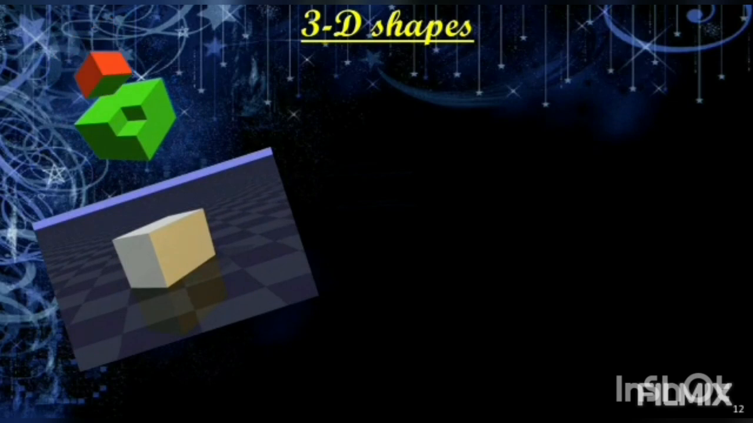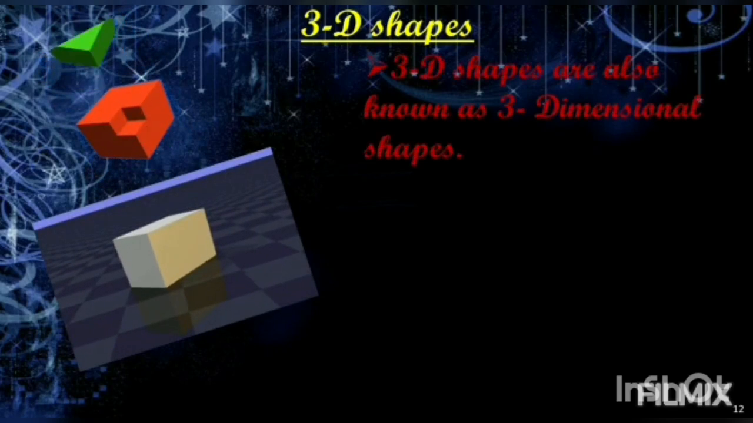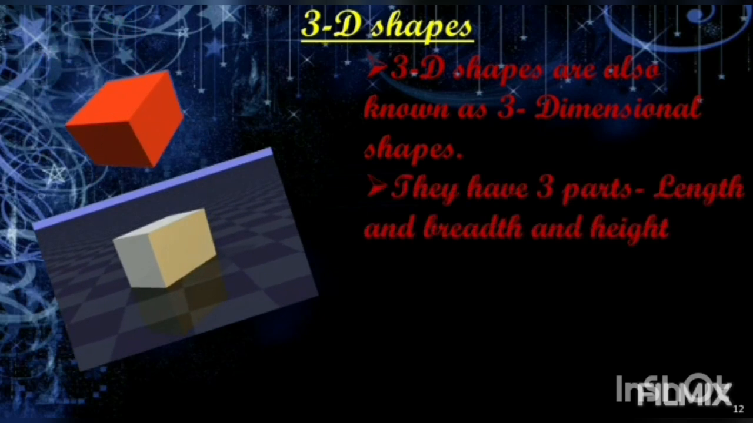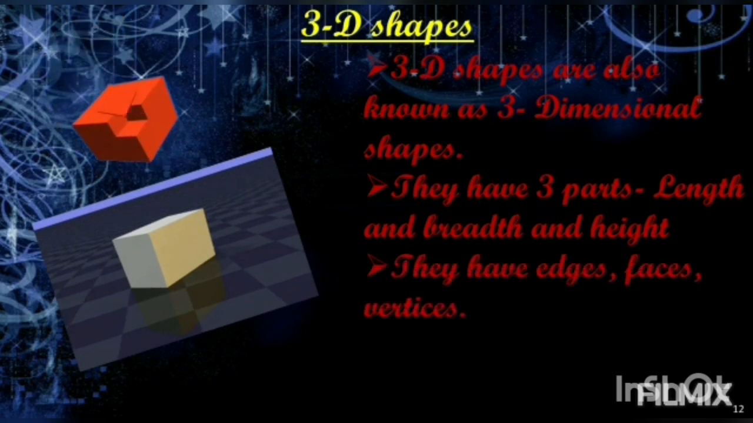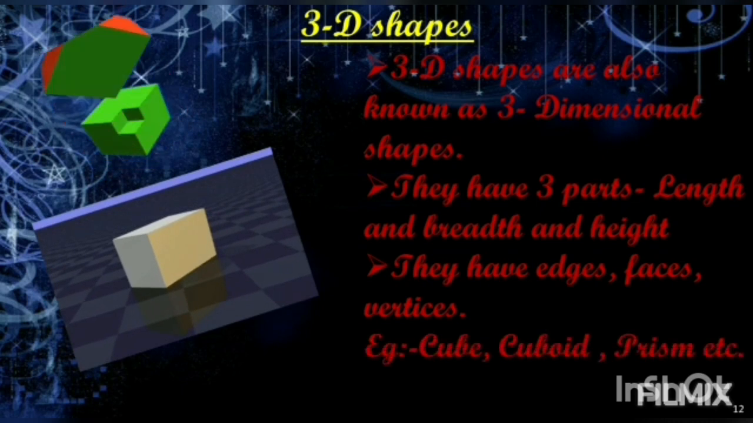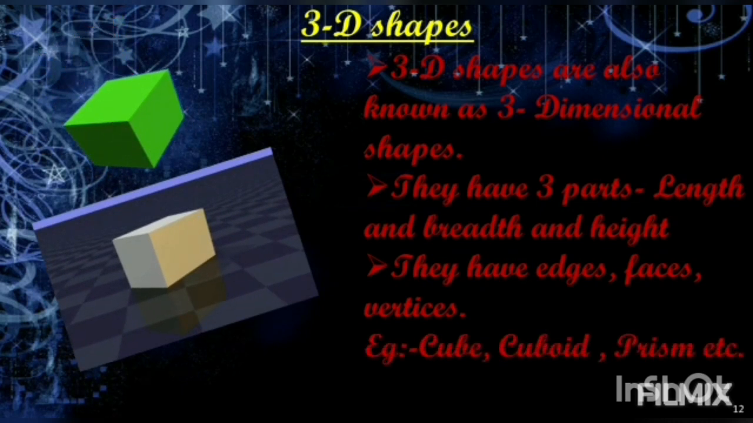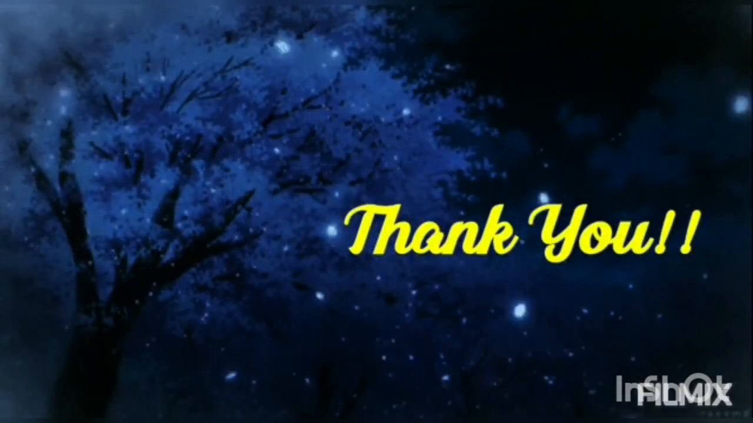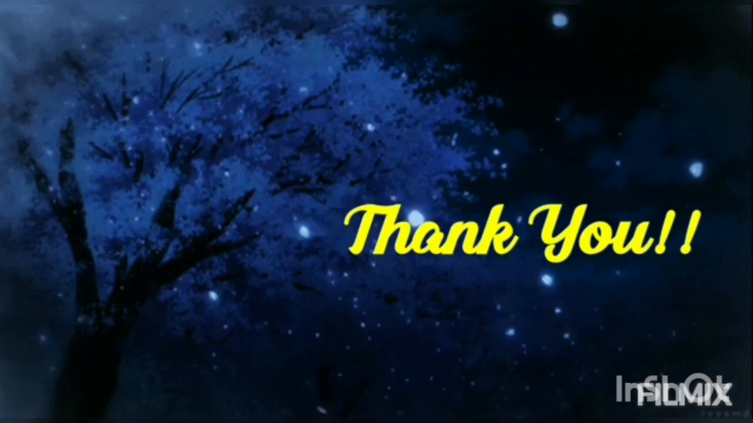Next we have 3D shapes. 3D shapes are also known as three-dimensional shapes. They have three parts, that is length, breadth and height. Please remember they have edges, faces and vertices. For example, cube, cuboid or prism. Please note that to show them, we have to use a 3D figure.